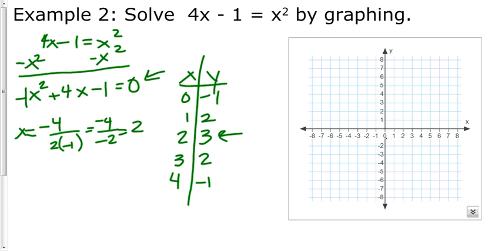(0, -1), (1, 2), (2, 3). And remember, because x squared was negative, I know that my graph's going to be upside down. (3, 2), and (4, -1). And so this time I can't tell for sure where the solutions are. I'm going to show you on the graphing calculator how we can figure this out for sure. But for right now, what you're going to have to do is just kind of guesstimate.